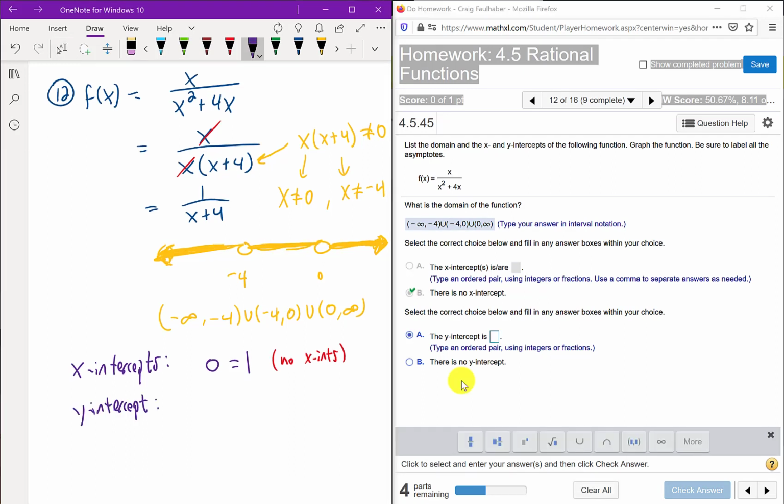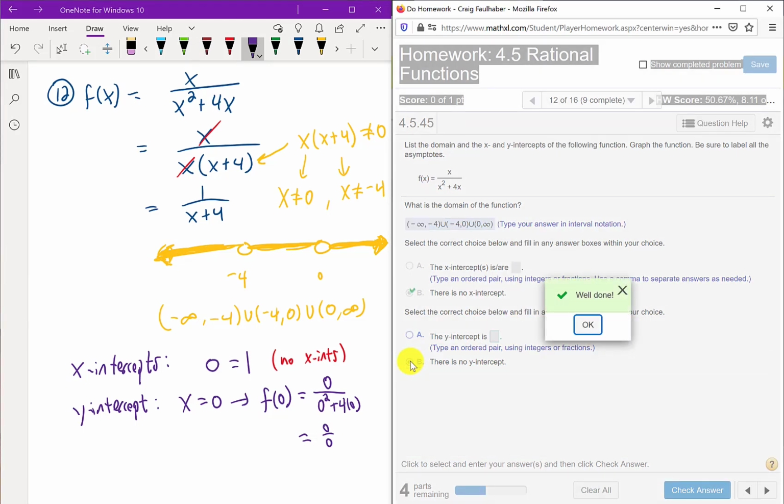So to find our y-intercept, we're going to set x equal to 0, as we always do, and we're going to have to plug that into the original function. The original function here had an x in the numerator, so that becomes 0. In the denominator, we had an x squared and a 4 times an x, and if you simplify this, you notice pretty quickly that you get 0 over 0. Later when you take a calculus class, you might call that an indeterminate form, but we're just going to say since the denominator is 0, this does not exist, and therefore there is no y-intercept for this function.